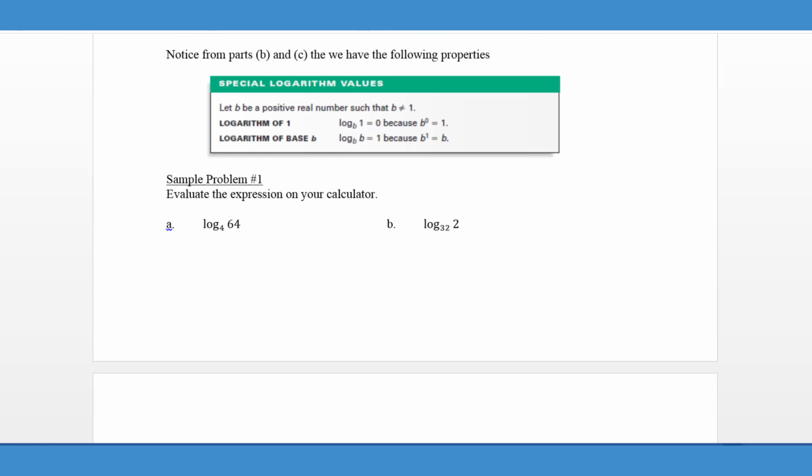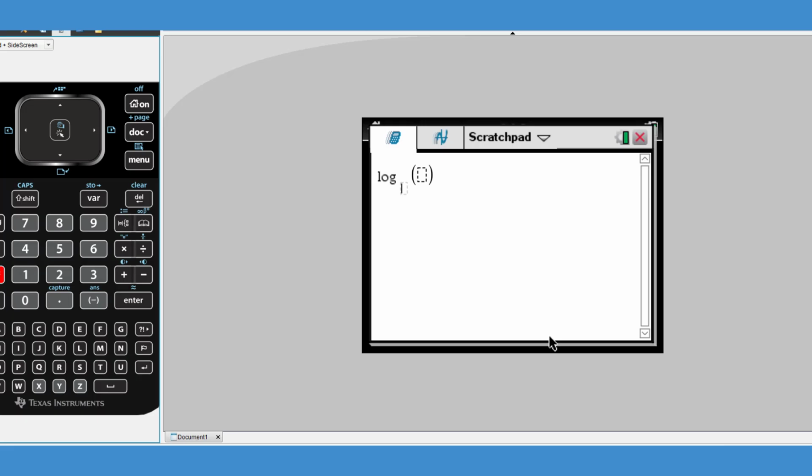Okay, so the very first sample problem just asks us to evaluate the expression in our calculator, and that's as simple as just taking our calculator, hitting the log button, and then putting in the base that's required.